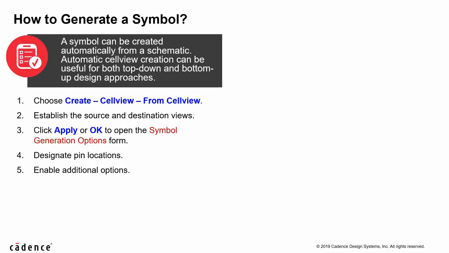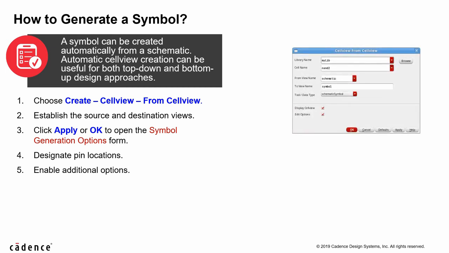This slide emphasizes graphically what I mentioned on the previous slide. From the Create menu, choose the Cell View from Cell View option. It opens the form you see on the screen. And your library name and the cell name should not change as the schematic is already drawn, and for that schematic you're creating a symbol in that same library for that particular cell view.